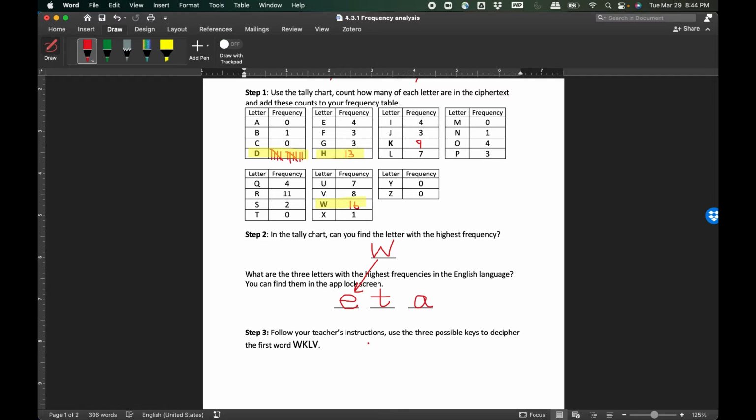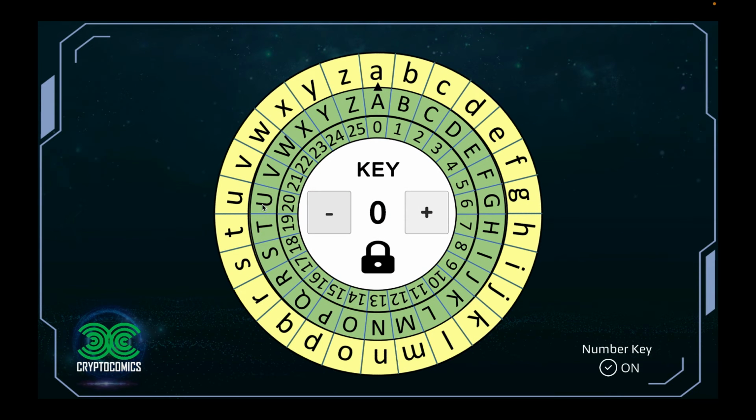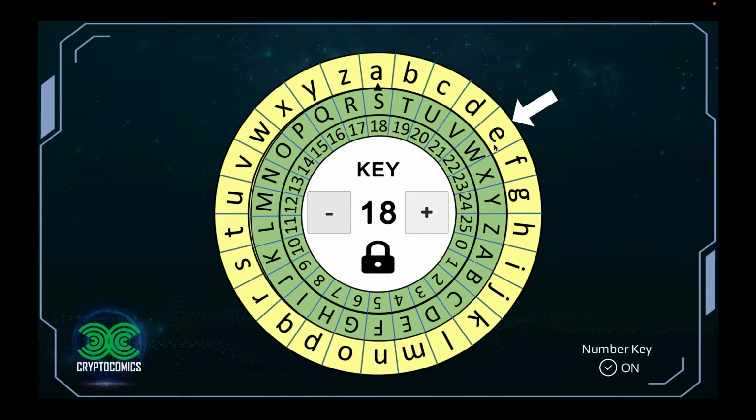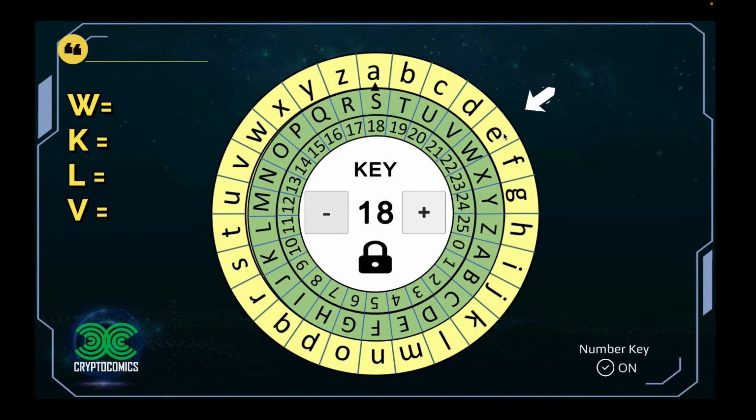What students will do is align the capital W with lowercase e using their Caesar wheel. In this digital Caesar wheel, here's the capital W, and I need to align it with lowercase e. When I align capital W with lowercase e, I can decipher the first word, WKLV, to ESTD.